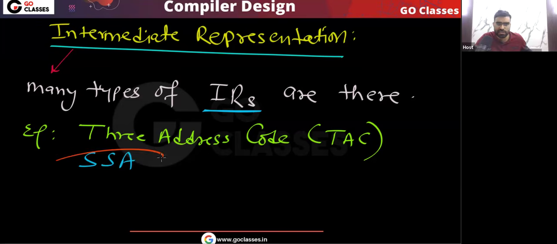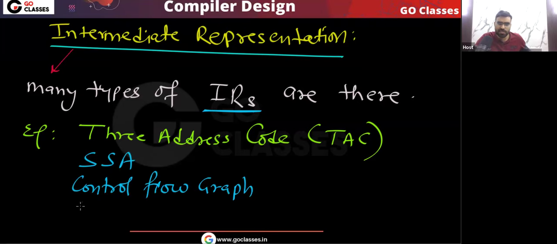Don't worry, we will study this also in a detailed way. Another intermediate representation is the control flow graph. Another intermediate representation is the syntax tree. And there are many more. Don't worry, all of them we will study.